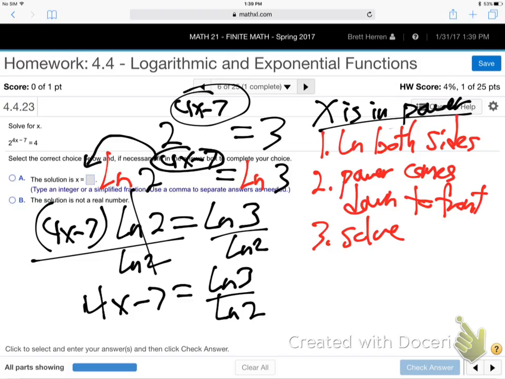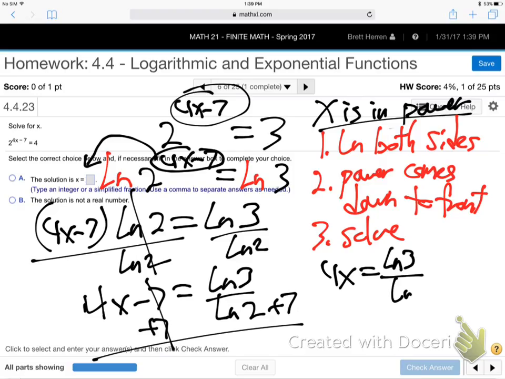So add the 7. Add 7 to both sides, so we got 4x equals ln 3 over ln 2 plus 7. Last step, divide by 4. Let me show you an easy way to do that. When you divide by 4 on both sides, you could go like over 4. That's okay. I'm fine with that on a test, and that's true. Math Excel might not take it. I don't know how picky they are, because that's a little bit ugly.